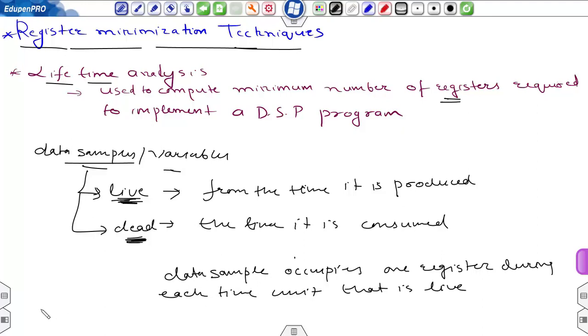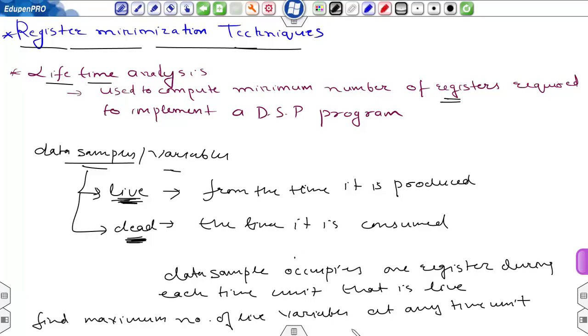Okay, so what you have to do is find the maximum number of live variables at any time unit, and this will be equal to the minimum number of registers required to implement the DSP program.